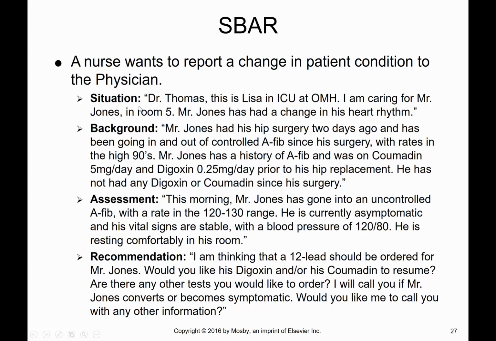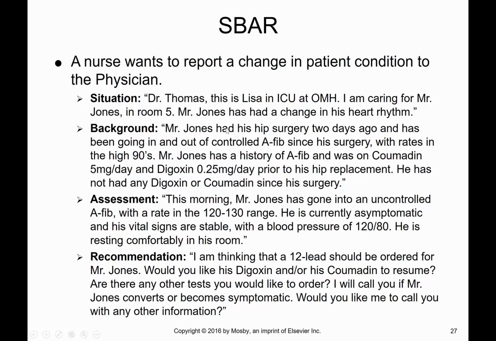So the situation: the nurse is calling Dr. Thomas. This is Lisa in ICU at OMH hospital. I'm caring for Mr. Jones in room 5. Mr. Jones has had a change in his heart rhythm. That is the current 2-sentence version of what's going on.